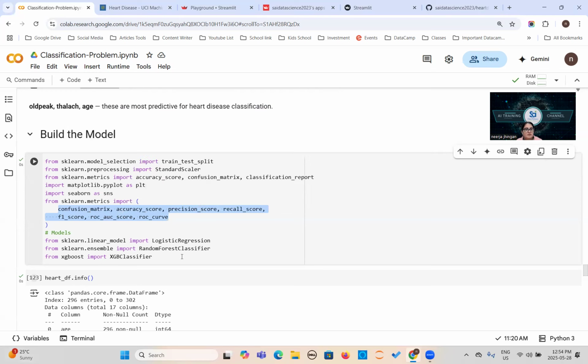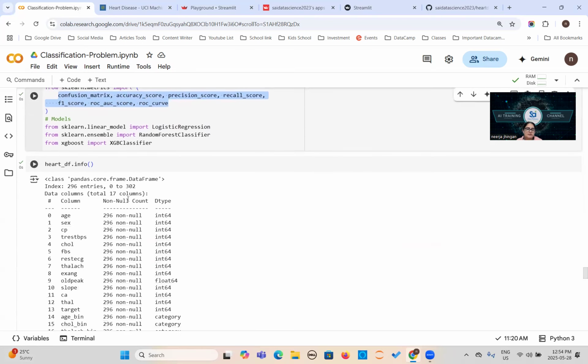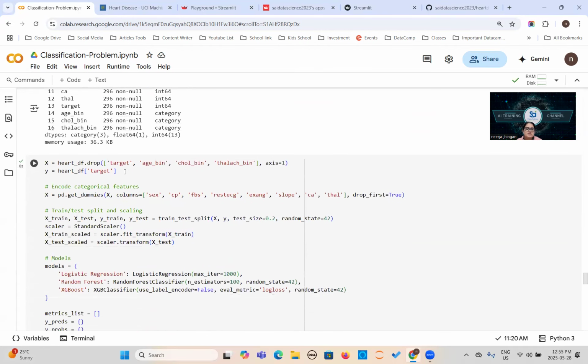Okay, and then we are importing the logistic regression, random forest, and XGB classifier for today's model. Now we will separate your X features and y. From the X features, I'm dropping the target, age bin, cholesterol bin, and thalach bin, because I created them for my visualization. Remember above, when we were drawing the graphs? So we will drop them because we showed the bin graphs right above, and then this is the y target. Then we will use get dummies to encode the categorical features.